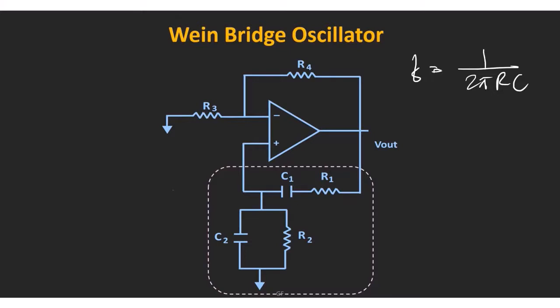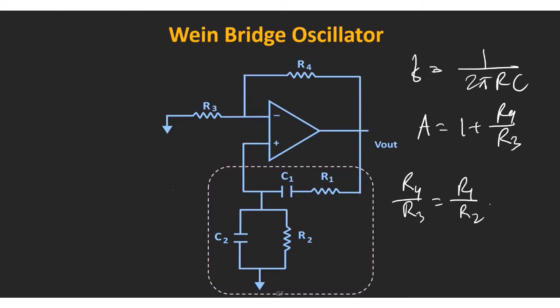And as the op-amp is configured in a non-inverting configuration, the gain of the op-amp will be A = 1 + R4/R3. And we know to get a sustained oscillation, it should satisfy the condition R4/R3 = R1/R2 + C2/C1.